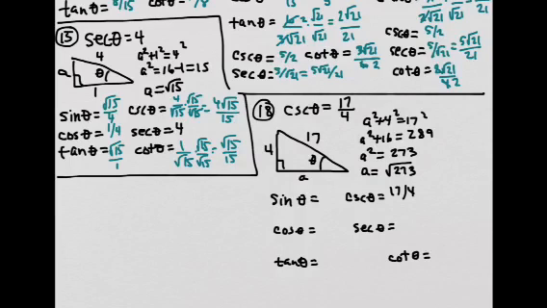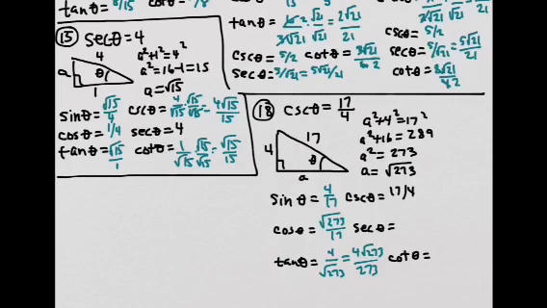So there. So the sine of theta is opposite over hypotenuse, so it's 4 over 17. Or we could have taken the cosecant and just taken the reciprocal of it. Okay? Cosine is adjacent over hypotenuse, the square root of 273 over 17. And tangent is opposite over adjacent, so 4 over square root of 273. So we rationalize and we end up with 4 radical 273 over 273.